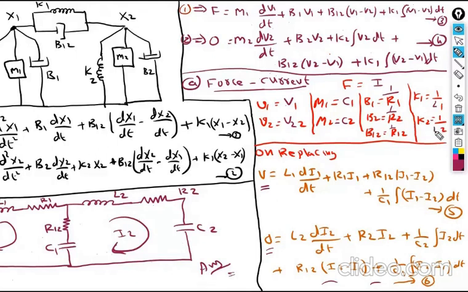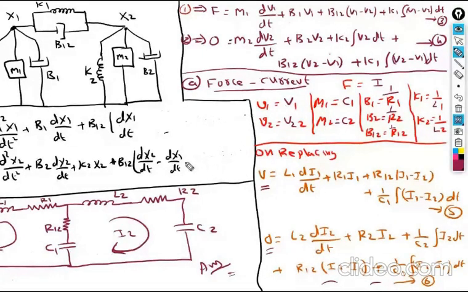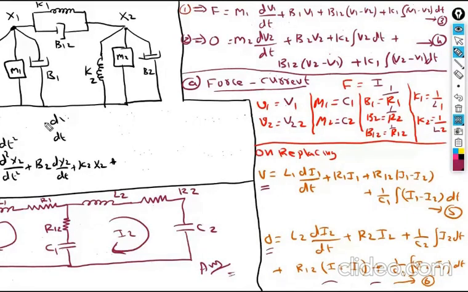L2. Now on replacing in this equation 3 and 4, I am erasing these basic equations. Let me erase these basic equations. Then you will get equations 7 and 8. Whatever it may be, from the table, you need to extract the data.